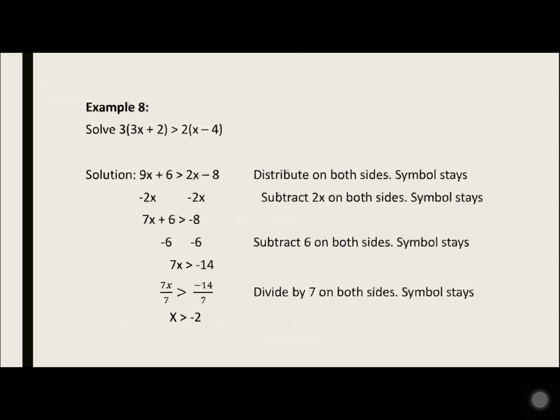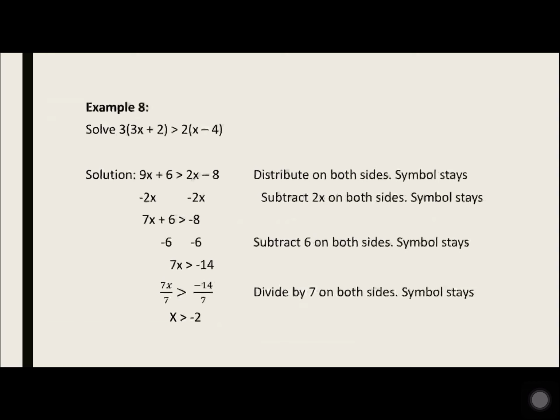Example 8. First, we're going to distribute. 3 times 3x, 9x. 3 times 2, 6. 2 times x, 2x. 2 times negative 4, negative 8. This time we have letters on both sides. So, I like to get rid of the smaller one, so subtract 2x on both sides. We're subtracting so it stays.